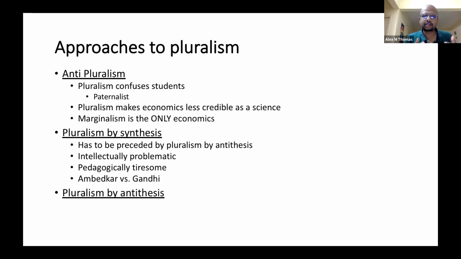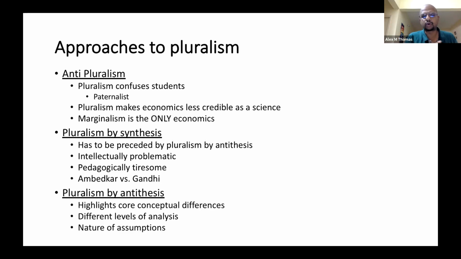If I were to take this analogy to economics, one can ask the question, is it possible meaningfully and satisfactorily to combine, let's say, the economics of Marshall and the economics of Marx? Or is it possible to combine the economics of Hayek and the economics of Keynes? These are questions that I think we need to ask. I'm not providing an answer, but my own position is that we have to engage more with pluralism by antithesis.